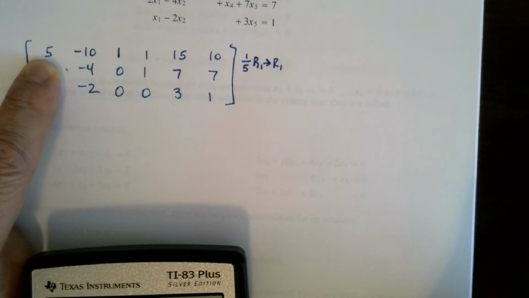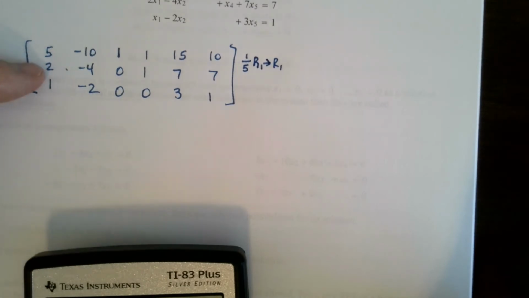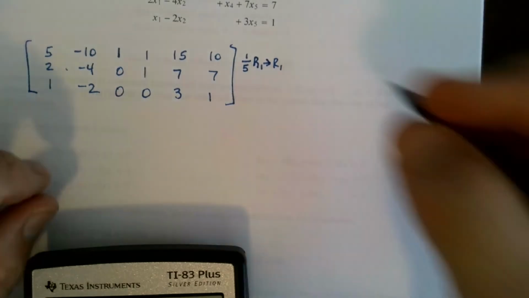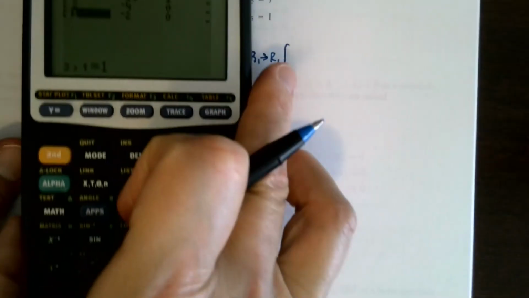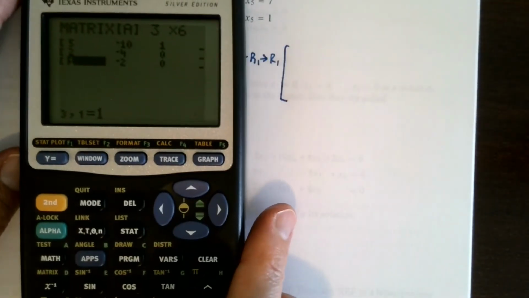Okay. Now some of you might have said, hey, look down here. If I go down here, there's a 1 here. I could have interchanged rows 1 and 3 to get a leading 1 up here. Yeah, you could have done that as well. That's possible. Okay. I'm going to do it this way, though, just to show you then in the calculator how we do that operation.